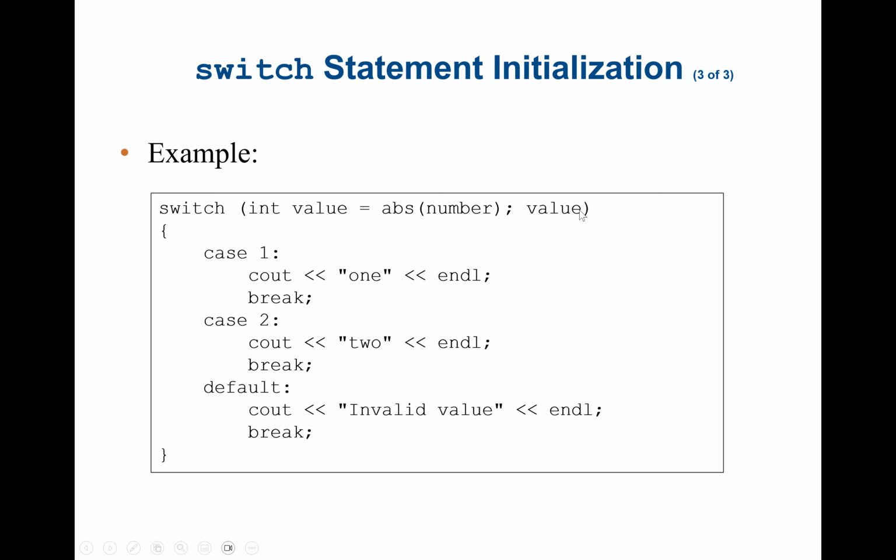And then we have an expression, the variable value. So here we say case 1: if the value is 1, then we print 1, we break. If the value is 2, we print 2, we break. Other than that, we have invalid value. So the values here should be only 1 and 2, positive 1 and 2. That's why we are using the absolute function also.